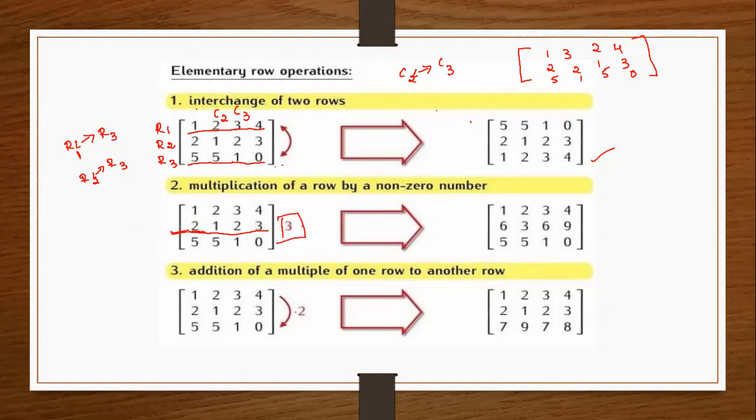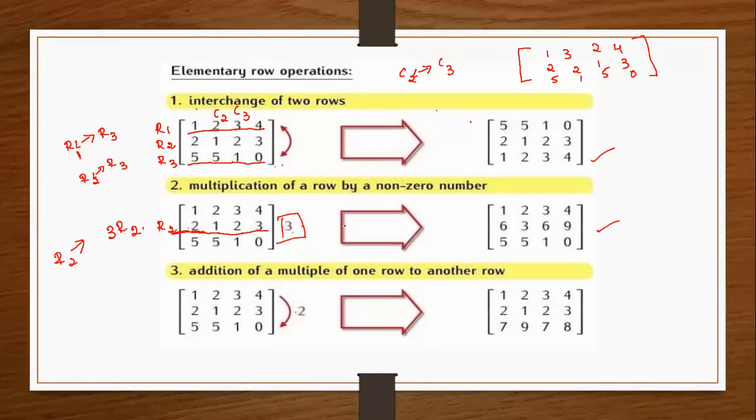Suppose I want to multiply by 3 this, which is R2, right? So you have to write R2 will be 3 into R2. So what will be the resultant matrix? You get like this. So just multiply 3 to all the elements. So 3 2s are 6, 3 1s are 3, 3 2s are 6, and 3 3s are 9.